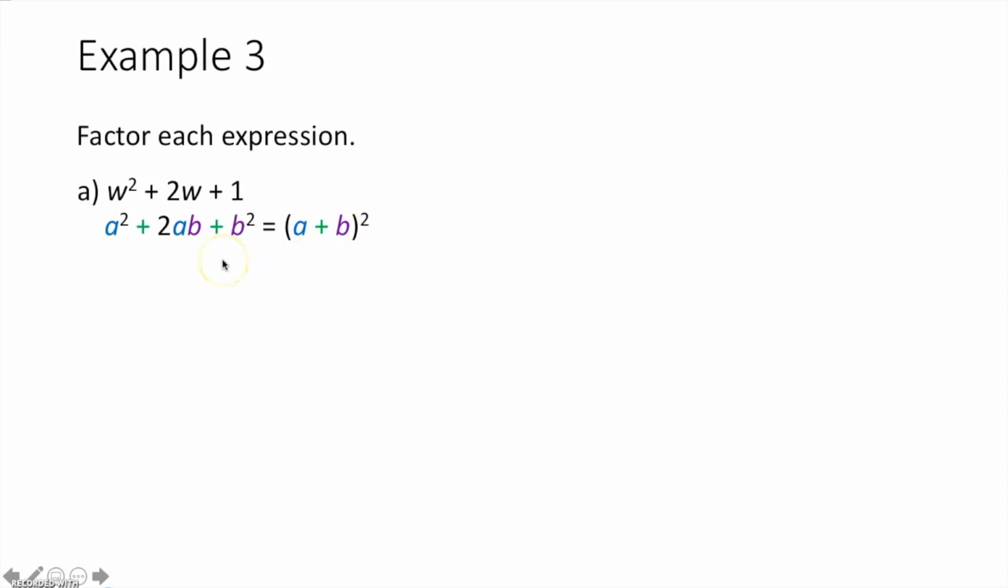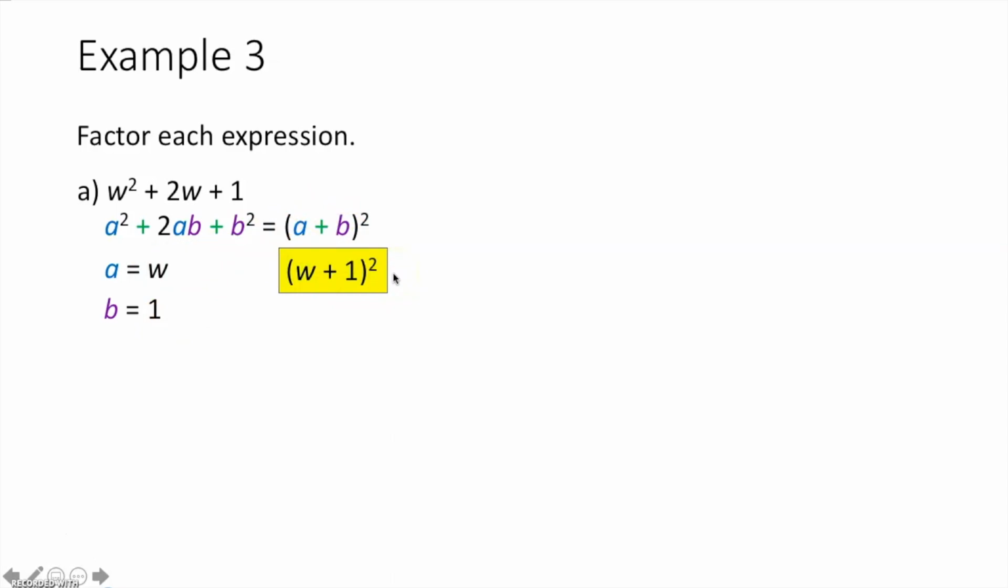So we just need to figure out what's our a and what's our b. Well, what's the square root of our first term? That's going to be w, so that's our a value. And then what's the square root of our last term? That's 1. So that's our b value. So then over here, all we do is just plug in w for a, 1 for b, and it's done. Look how easy that was.